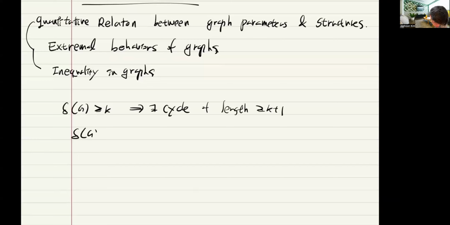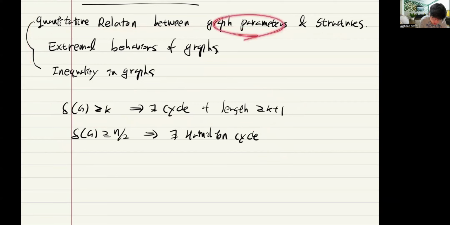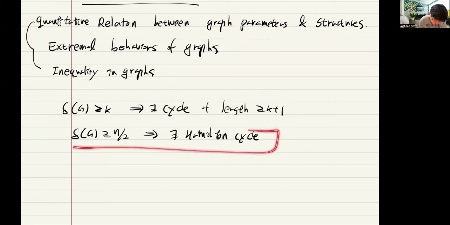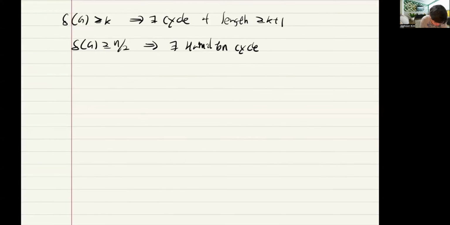And also other examples are the Dirac theorem. So this is essentially a similar thing. Again, this is the relationship between graph parameters and structure, or it could be a relation between several graph parameters. And also this is the extremal behavior of the graph, right? And also the inequality. So those are how we describe the extremal problem. And the study about those is extremal graph theory.